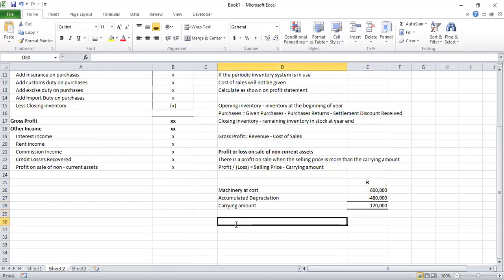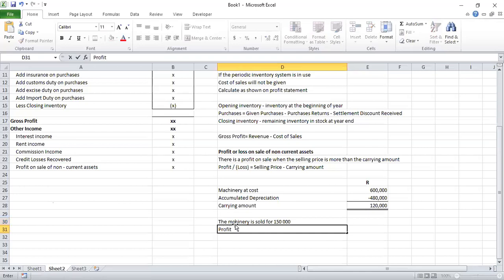Now let's say the machinery is sold for 150,000. Then profit would be equal to 150,000 minus 120,000, the carrying amount, which will be equal to 30,000. So this amount will be included in other income.